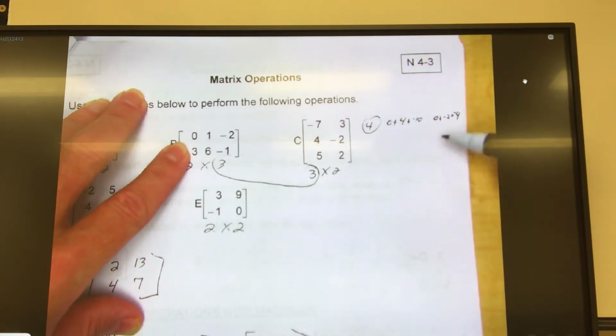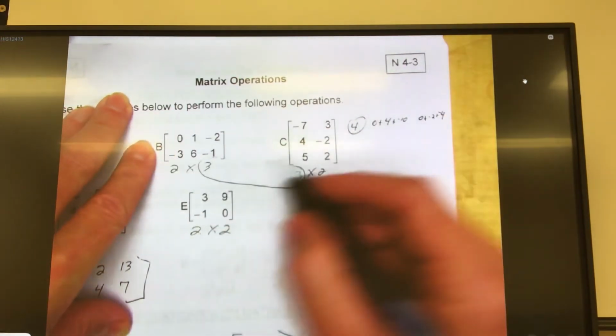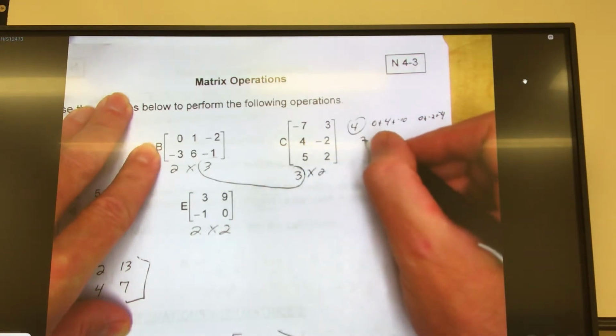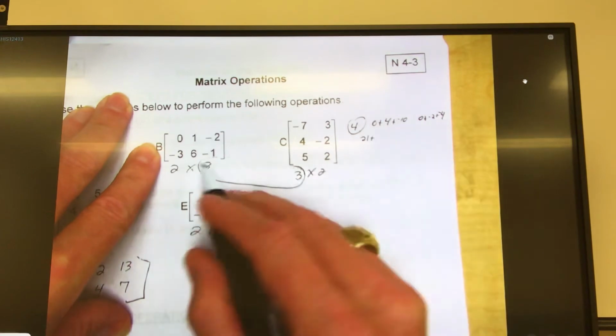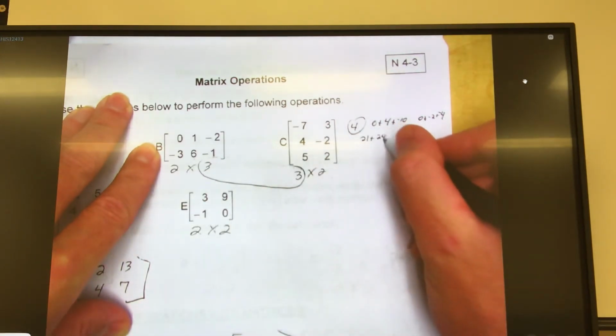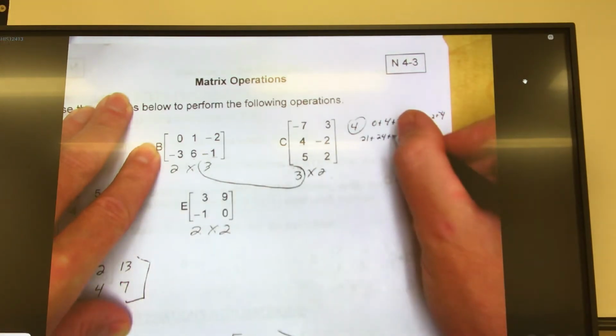Okay, now we're ready to move on to stadium row 2 here. -3 times negative 7 is 21, plus 6 times 4 is 24, plus negative 1 times 5 is negative 5.